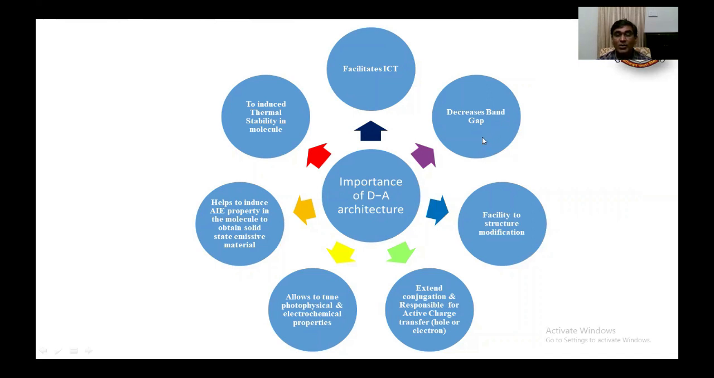We can add more aromatic systems or conjugation in these DA molecules, which are responsible for active charge transfer, either hole or electron or both the charges. This DA architecture allows us to tune photophysical, electrochemical, and thermal properties and helps to induce the AIE property in the molecules to obtain solid state emissive material. AIE here stands for aggregation-induced emission. I'll come to that point in the next slide.